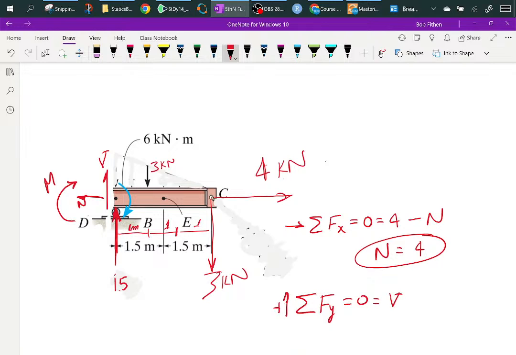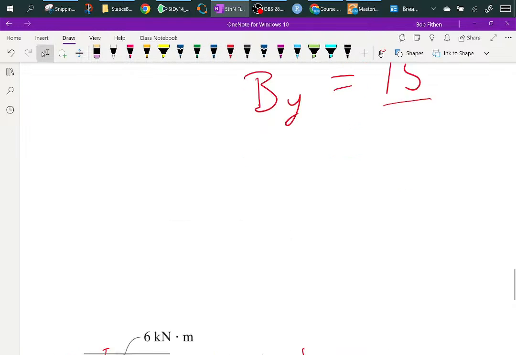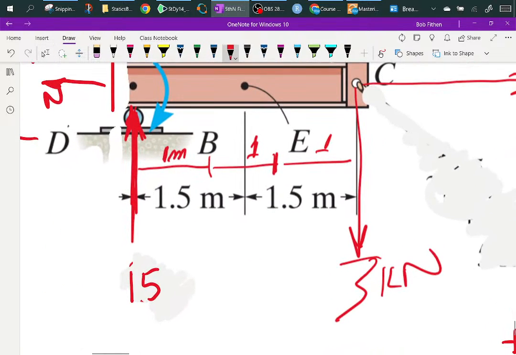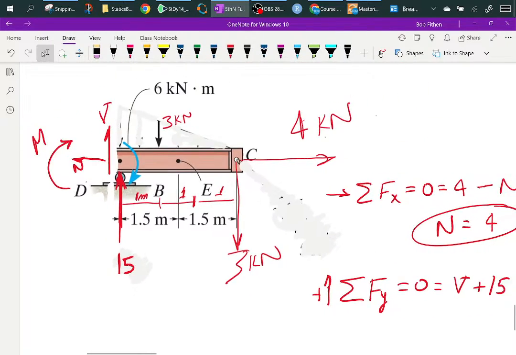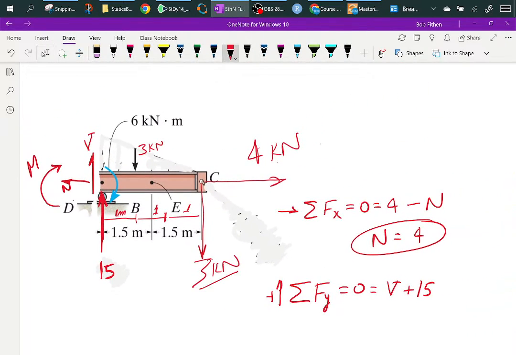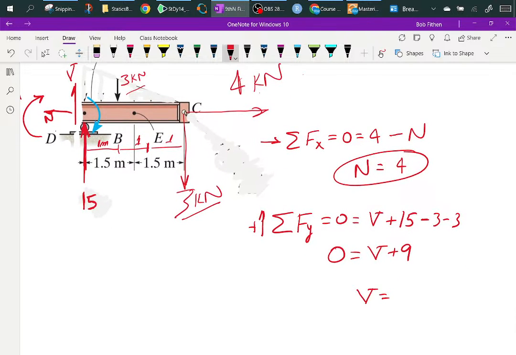I'll say shear plus 15, right? Was it 15 or 1.5? It's 15. You make it look 15-ish, like that. So there, 15. Then this one's down and that one's down. I don't have another. So that's 15. Down is 3, and then down another 3. So that's 6. That gives me 9. V plus 9 equals 0, so V is equal to minus 9.